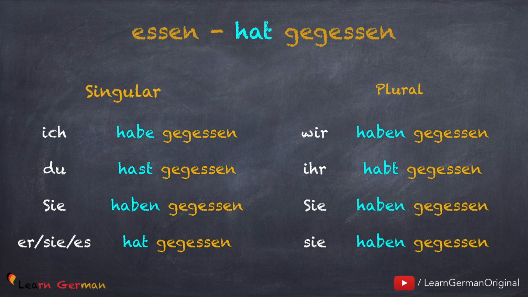One thing you should remember, whenever you are learning the Partizip II form of any verb, learn it along with the Hilfsverb. This Hilfsverb is generally conjugated for er, sie, es. For example, essen, hat gegessen.